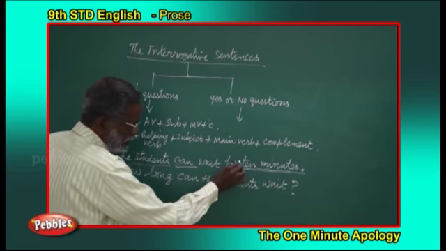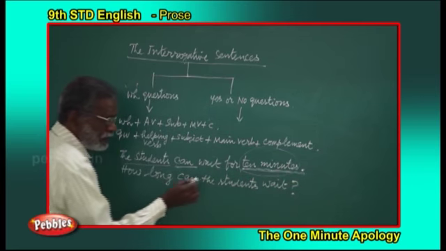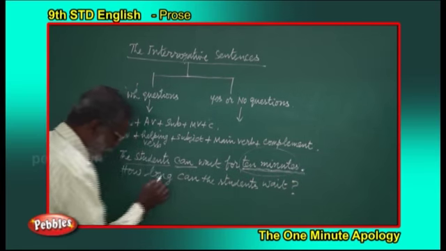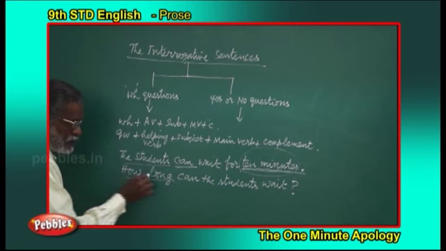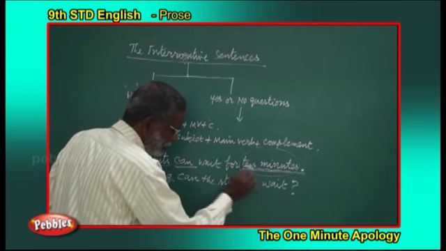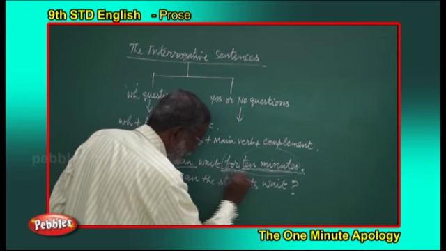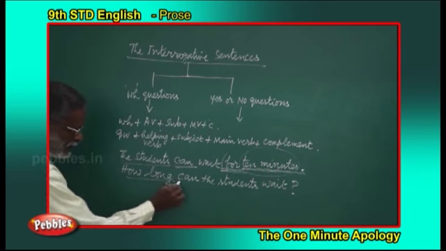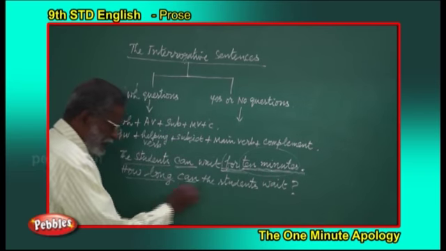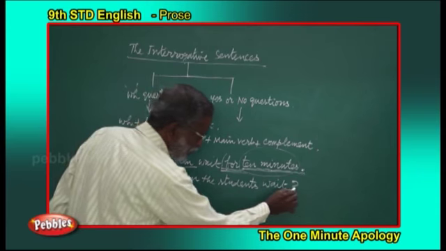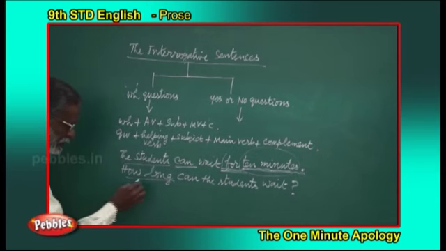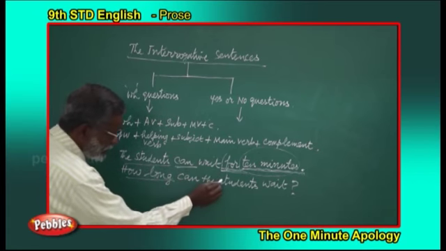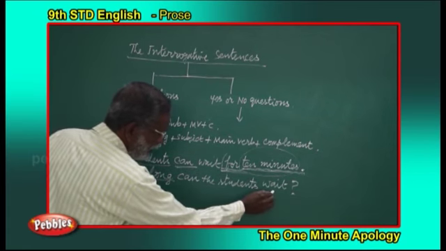Since we are getting information by asking a question, we have already used how long. So we need not write this again. So, how long can the students wait? And after writing this, don't forget to put the question mark. That is very, very important. So this one is the question word, helping word, the subject, and the main verb. Okay.